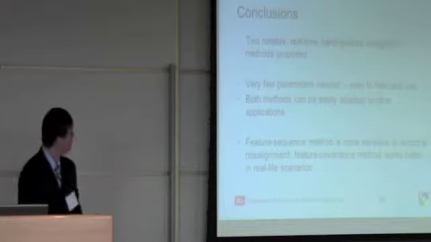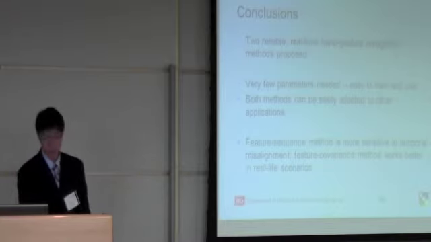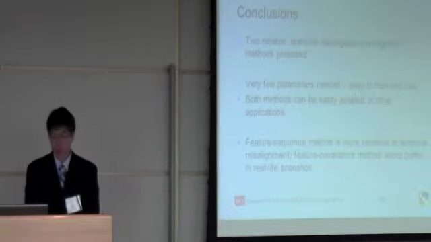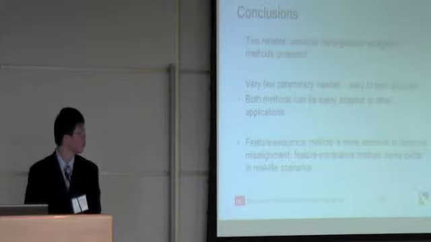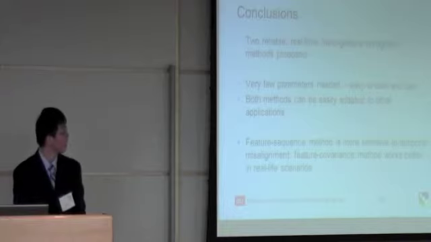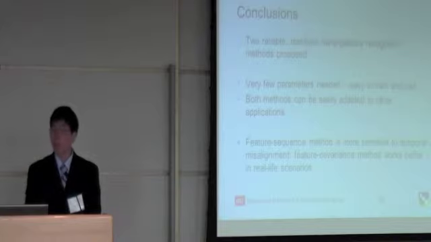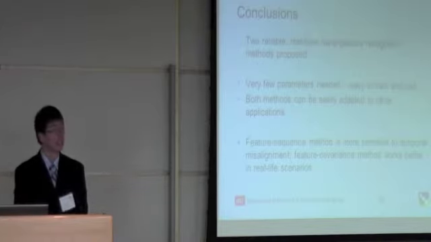Here is a summary of the gesture recognition part. We have proposed two reliable real-time hand gesture recognition methods. These methods have very few parameters needed to set, so they are easy to train and use, and both methods can be easily adapted to other applications. However, the feature sequence method is more sensitive to temporal misalignments, and the feature covariance method works better in real-life scenarios.